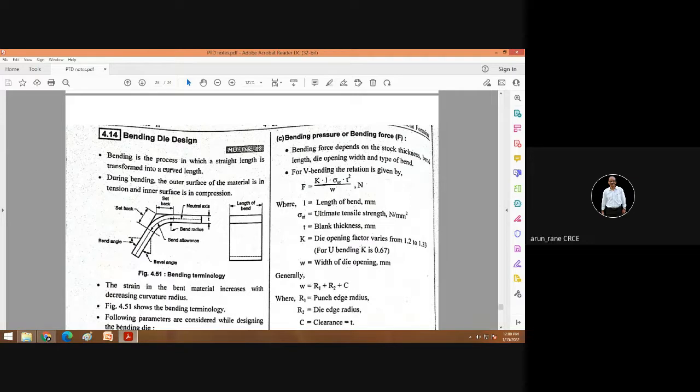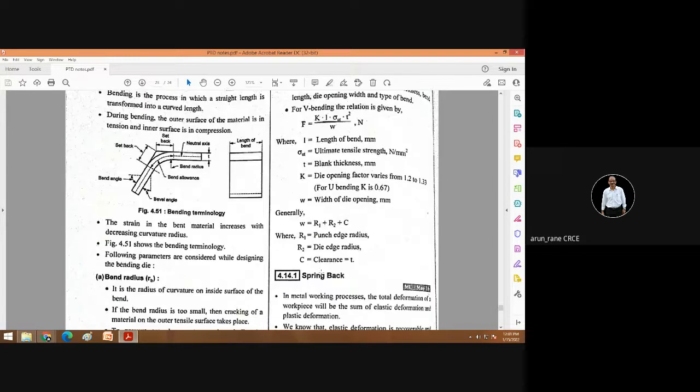And for U bending, you have to take K as 0.67. W is the width of the die opening, that is this W. How to calculate this W? It is given by R1 plus R2 plus C, where R1 is the punch edge radius, R2 is the die edge radius, and C is the clearance.